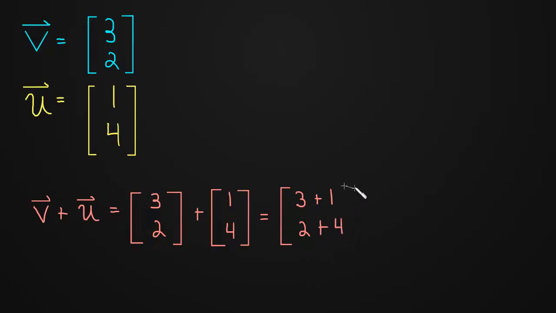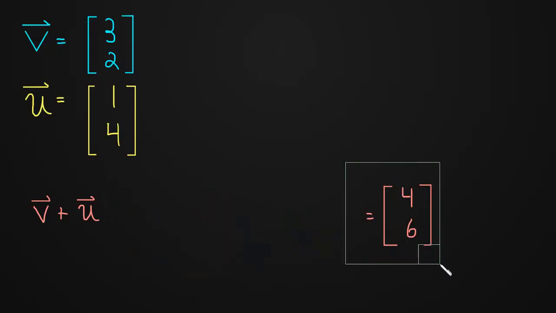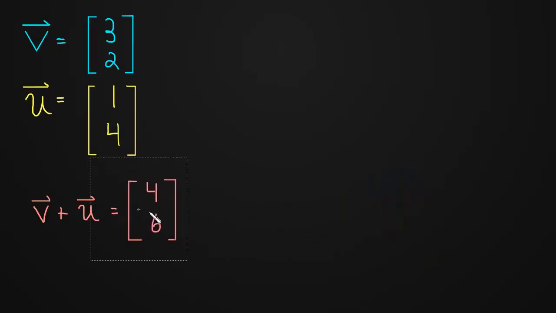And you can see, just visually, what's happening here. The second component of v plus u is just the second component of v plus the second component of u, which in our case just becomes 4, 6. So when we add vectors together, we get a new vector. And here we got the vector 4, 6. Okay, so just to save some space, let me erase these steps here. I'll move this over.